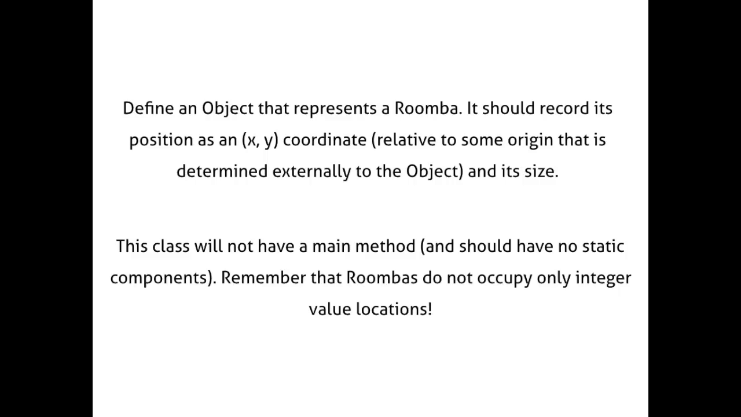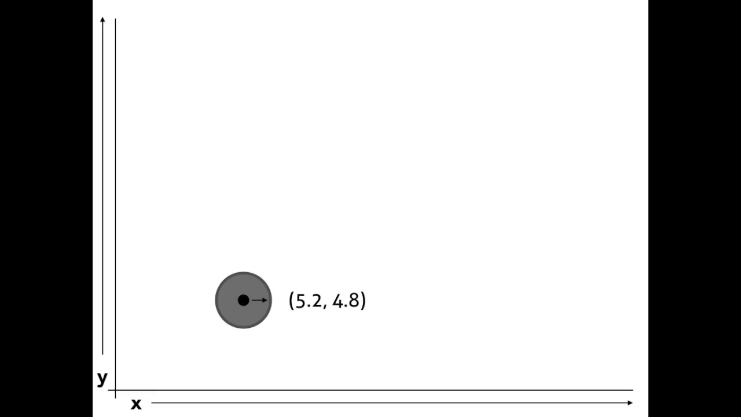We're going to actually record not just these integer values. We're going to have degrees of location. Okay, which will suggest something about the type of variable that we're going to use to record the coordinate. And we'll look at that in a moment. Okay, so we want to define an object that represents a Roomba, recording the x and y, and its size. Okay, so by size, what we're going to use is the Roomba's radius.